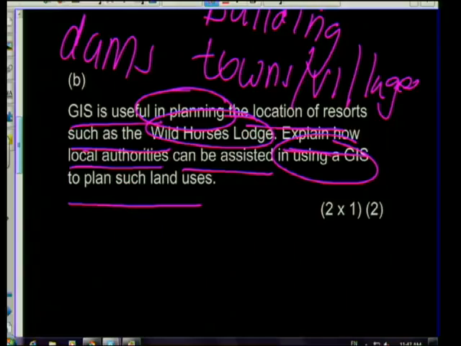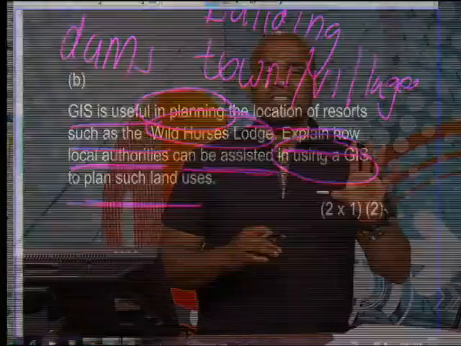The question simply says, how can local authorities be assisted in planning such land uses? Now, when we plan such land uses, we have to take cognizance of surrounding towns and their populations. So a GIS gives you the idea that here is a group of people living, and these kinds of people support the functioning activities that occur.